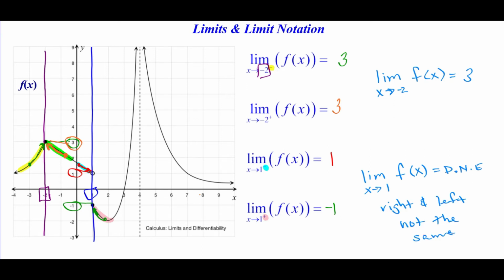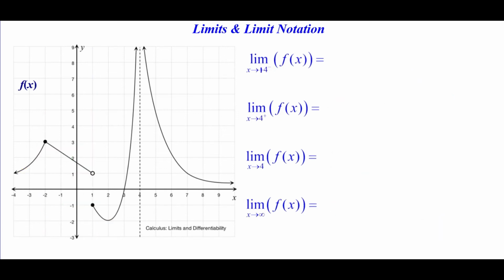So when the right-hand limit and the left-hand limit are not the same, then we're going to say the limit does not exist. On the example at the top, the left and right were equal to each other. And when that is the case, where the left and the right side are equal to each other, then the general limit is equal to that same value that the left and right-hand limits were equal to.